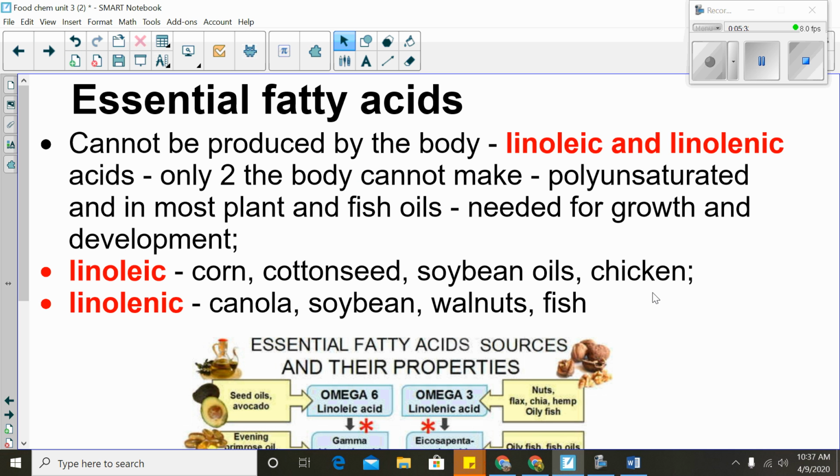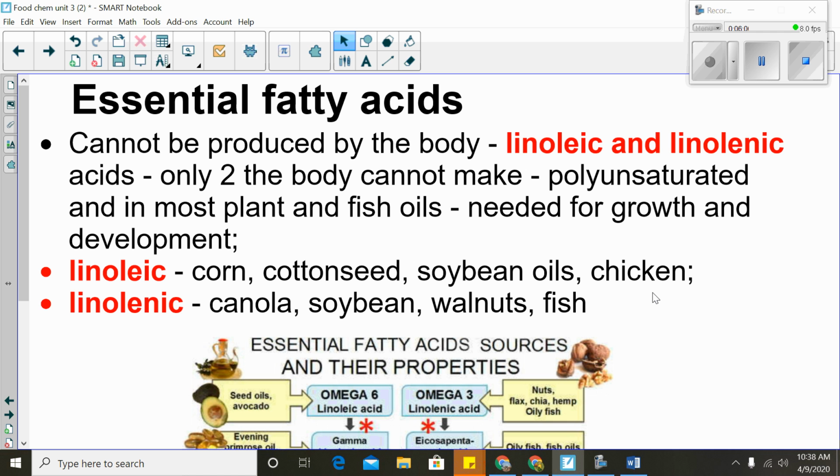Okay, now there's some fatty acids that are considered essential, meaning your body cannot produce them. There are two that the body cannot produce. They are pronounced linoleic and linolenic acids. These are the only two the body cannot make. They are polyunsaturated, so they have some double bonds, and they are in most plant and fish oils, and you need these for your growth and development.